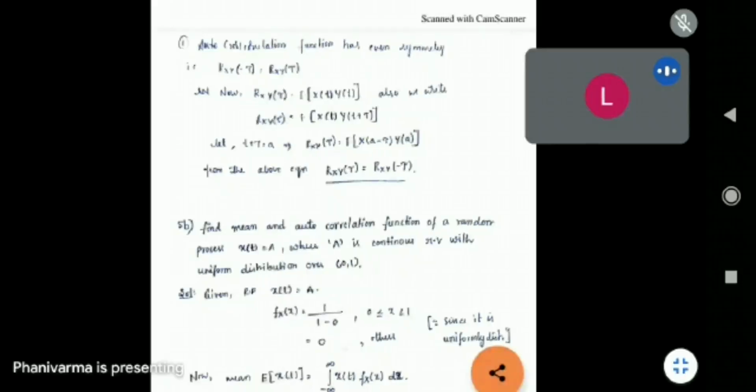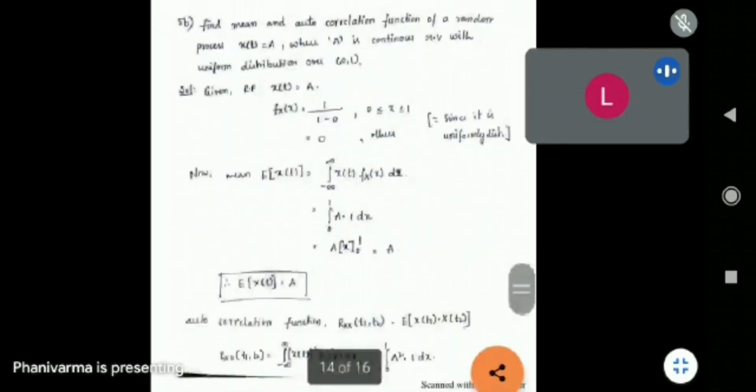Now it is the proof that it has an even symmetry, where Rxy(minus tau) is equal to Rxy(tau). Consider Rxy(tau) is equal to E of x(t) into y(t), which can also be written as Rxy(tau) is equal to E of x(t) into y(t plus tau), where t plus tau is equal to a. Rxy(tau) is equal to E of x(a minus tau) into y(a). So from the above equations, Rxy(tau) is equal to Rxy(minus tau).